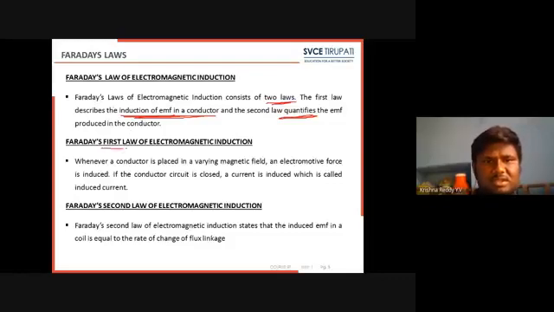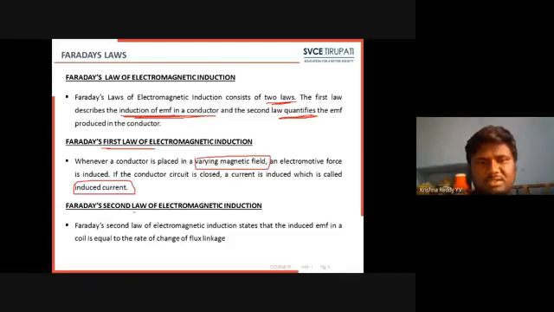Faraday's first law says that whenever a conductor is placed in a time varying magnetic field, an electromotive force is induced. If the conductor circuit is closed, due to that induced EMF we have the flow of current, which is called induced current.